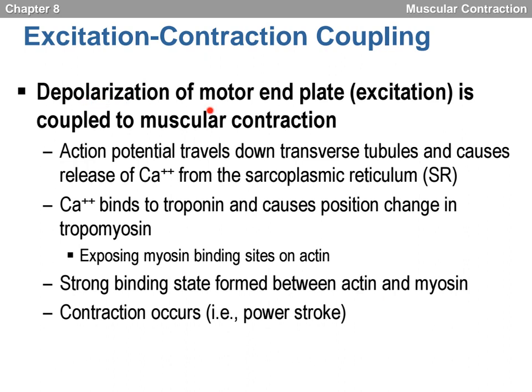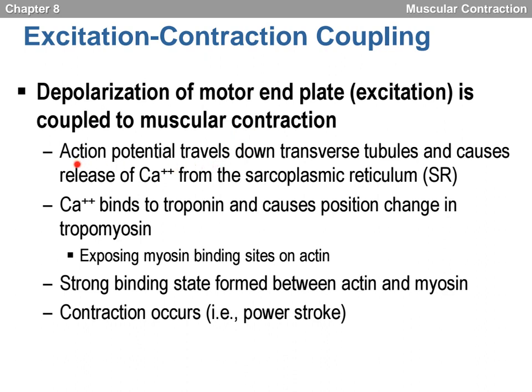So again, we have depolarization at the motor end plate. That's the specialized membrane in the muscle cell just below the neuromuscular junction, which is essentially a synapse. So this depolarization leads to excitation of the muscle, which then generates an action potential, and that then leads to the muscular contraction.